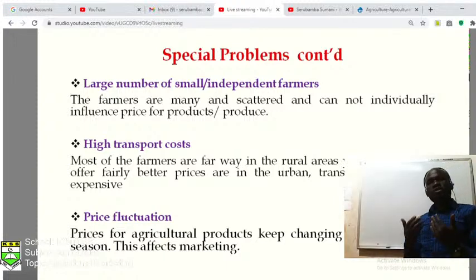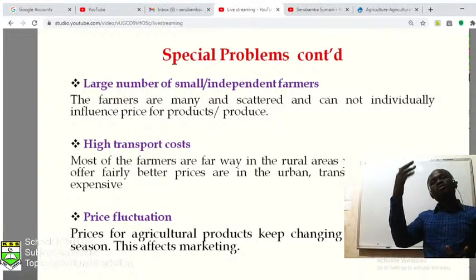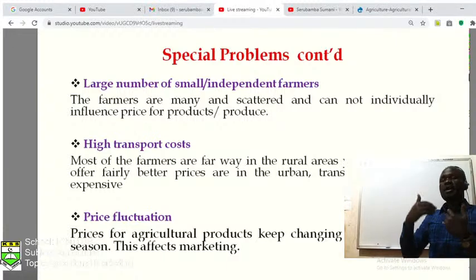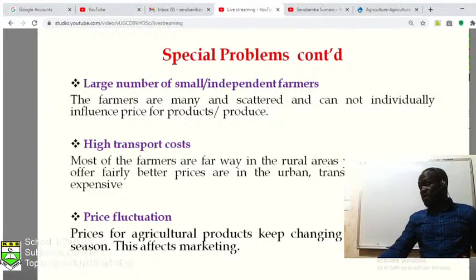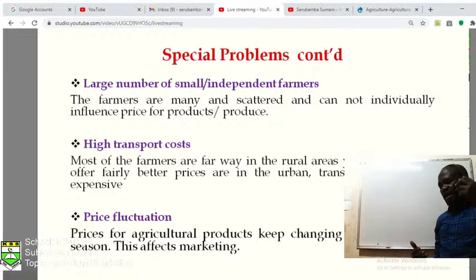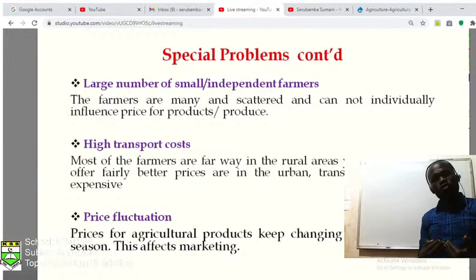Because I may decide to sell at a given price X, but someone decides to sell at a given price Y. I'm in Kampala selling at price X. Someone is in Masaka selling at price Y. Okay? Now, because the producers are many, it's very hard for any of them to determine a price, because there are other people also influencing the price.